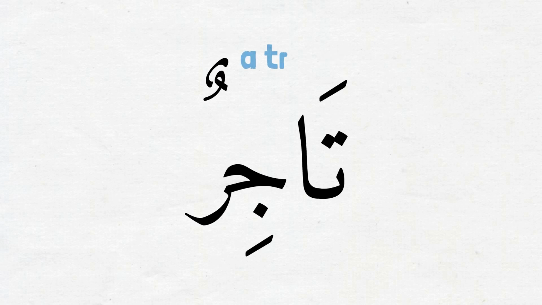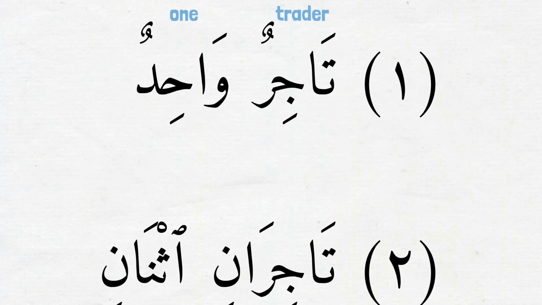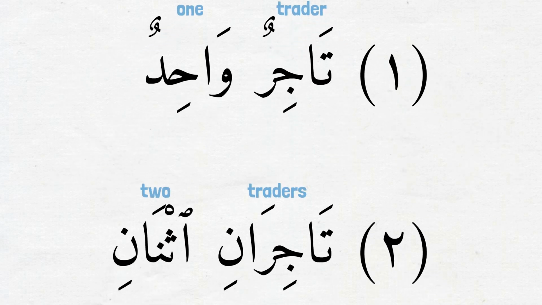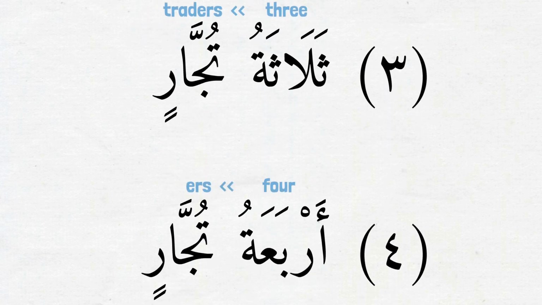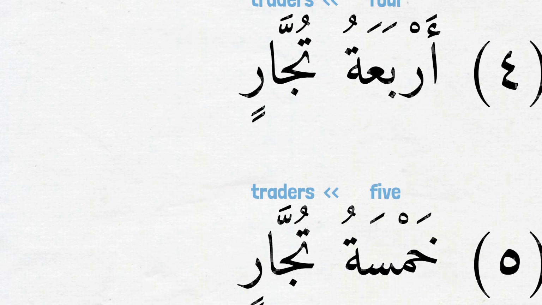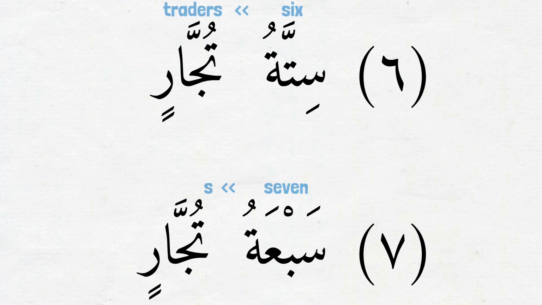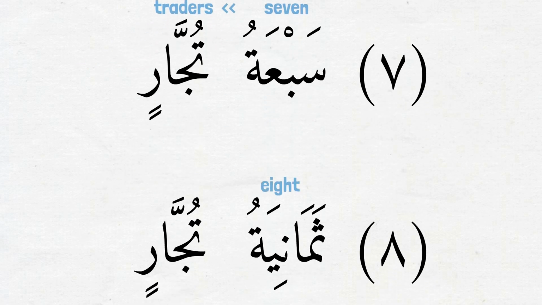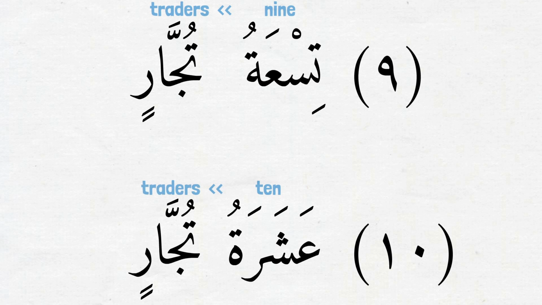The next ism is تاجر, a trader. Let's start. تاجر واحد. تاجران اثنان. 3 تجار. 4 تجار. 5 تجار. 6 تجار. 7 تجار. 8 تجار. 9 تجار. And 10 تجار.